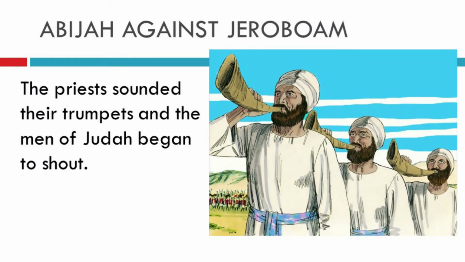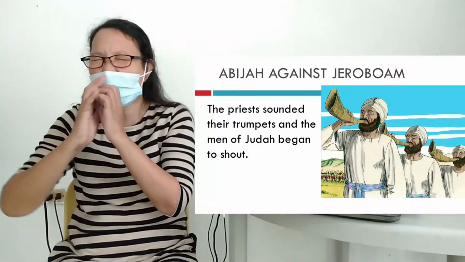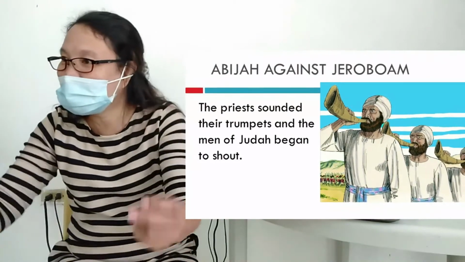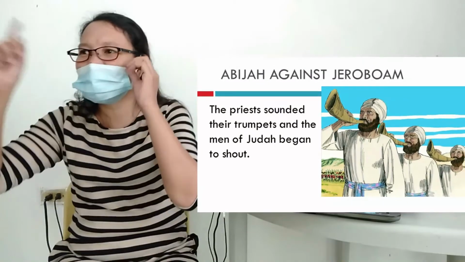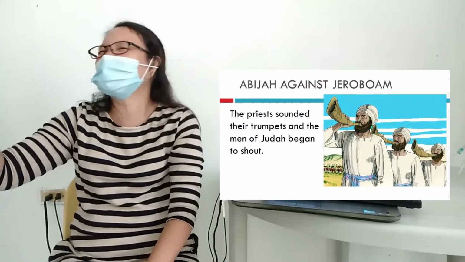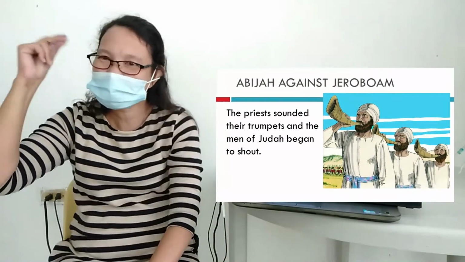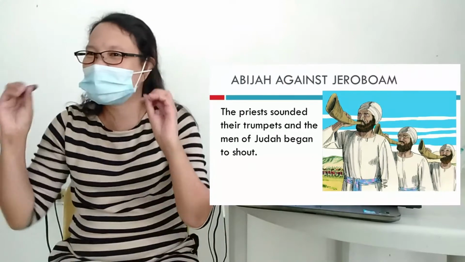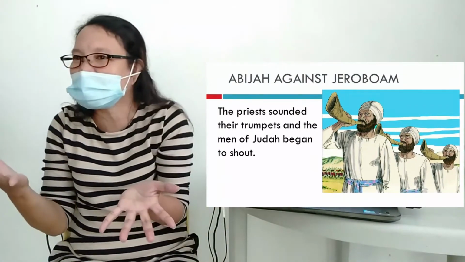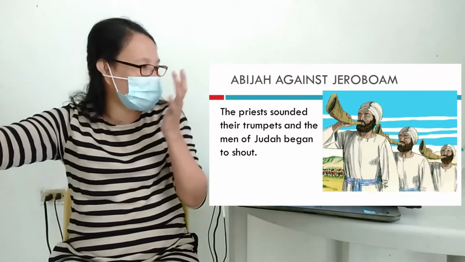Oh, look at the priest. The priest sounded the trumpet. They sounded the trumpets. Sounds familiar. Katong they sounded the trumpet and the walls collapsed. What is this? City of Jericho. Yes, the walls of Jericho collapsed when they shouted. This sounds familiar.